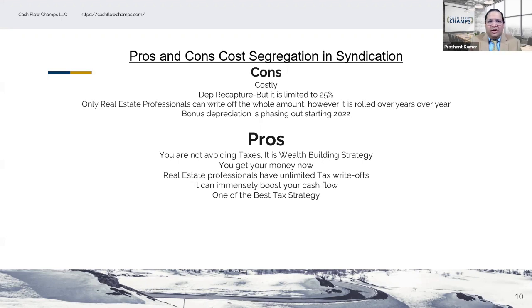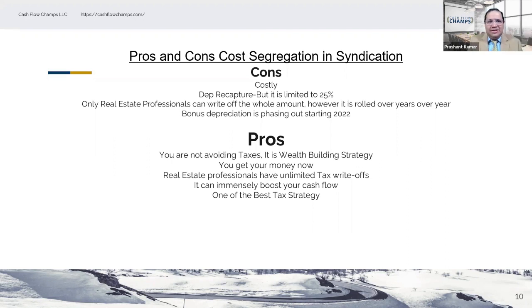The other thing is only real estate professionals can write off the whole amount. But even if you are not a real estate professional, you have a limit of about $20,000, I think. This passive income can offset only up to $20,000 of active income. The remaining depreciation sits and you can continue to take that over the years. So if 100,000 came in and you are not a real estate professional, you can take $20,000 per year over the next 5 years. That is effectively reducing your income over a couple of years.